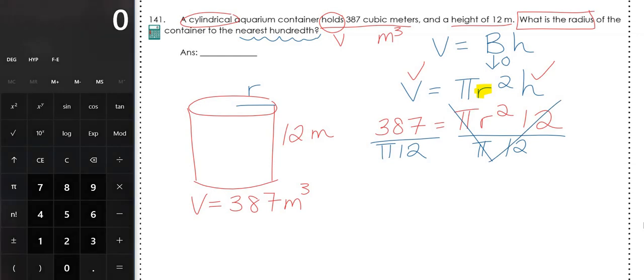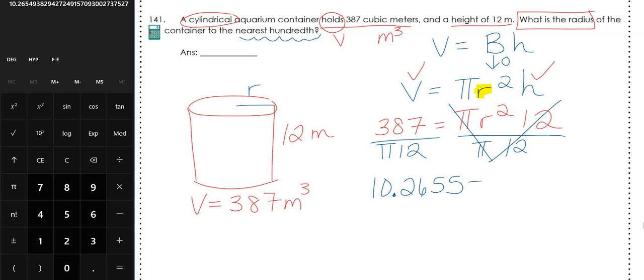Now on the left, let's see what we get. 387 divided by, let's see if I divide by 12 first, if it'll be a pretty number. Okay, so about 32.25, and now that needs to also be divided by pi. So divided by pi equals, well, that's definitely not a pretty number. So let me go ahead and go out 4 decimal places approximately. So 10.26545 equals r squared. Last step, we want to get r, so we're going to square root both sides.